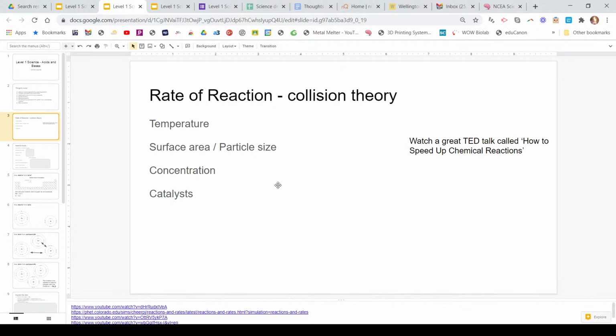Okay, so based on the feedback that you guys gave me in the form, rates of reaction was really high on the list. That was the biggest priority that most of you identified. So to go through that, I'm going to use a little tool that I've downloaded called AtomScope. But before we have a look at that, there's a few key areas you need to know about and you might be asked about with regards to rate of reaction. Temperature, surface area or particle size, concentration, and catalysts.